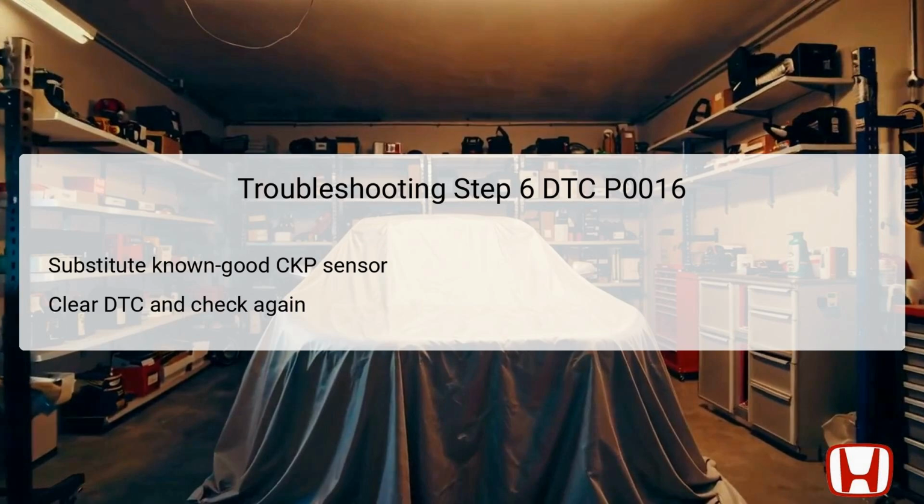This is crucial to determine if the original CKP sensor is the root cause of the DTC P0016 or if the fault lies elsewhere. After replacing the CKP sensor, it is essential to reconnect all connectors properly to ensure good electrical contact. Once everything is reconnected, switch the vehicle to the on mode again, allowing the HDS to communicate with the vehicle's systems. Clear the DTC using the HDS and then start the engine as a final check.